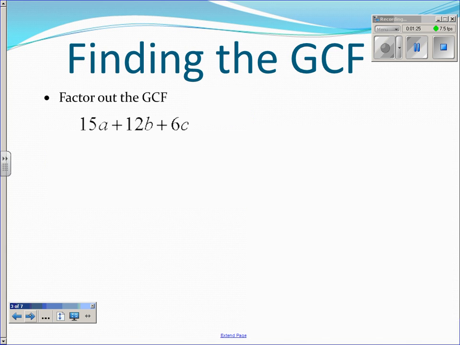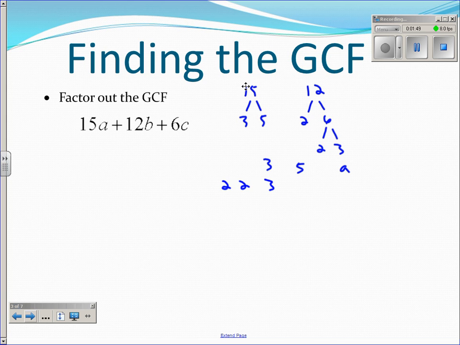Let's look at the next problem. So the first thing we need to do is to tree 15. That's 3 times 5, and 3 and 5 are both prime. So we have 3, 5, and an A. 12, let's tree 12 to 2 and 6. 2 is prime, but 6 is not. 6 is 2 and 3. So we have a 2 and a 3.